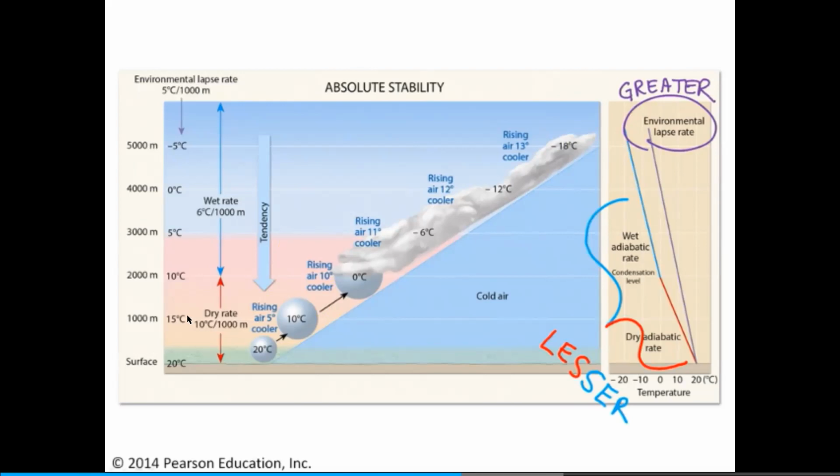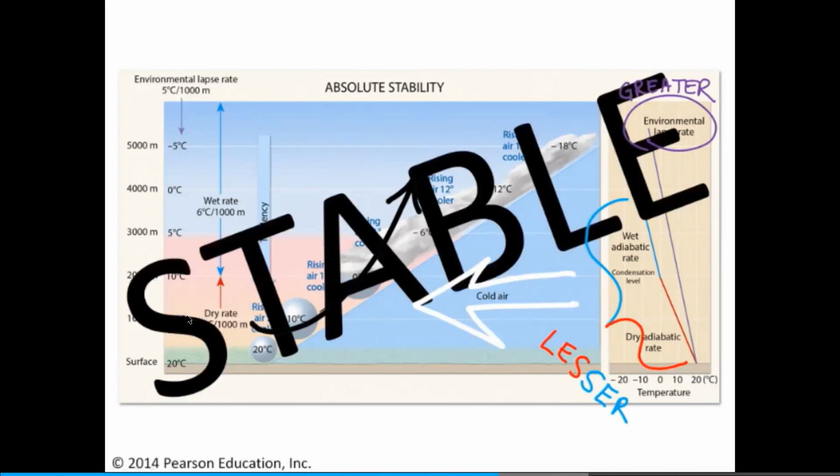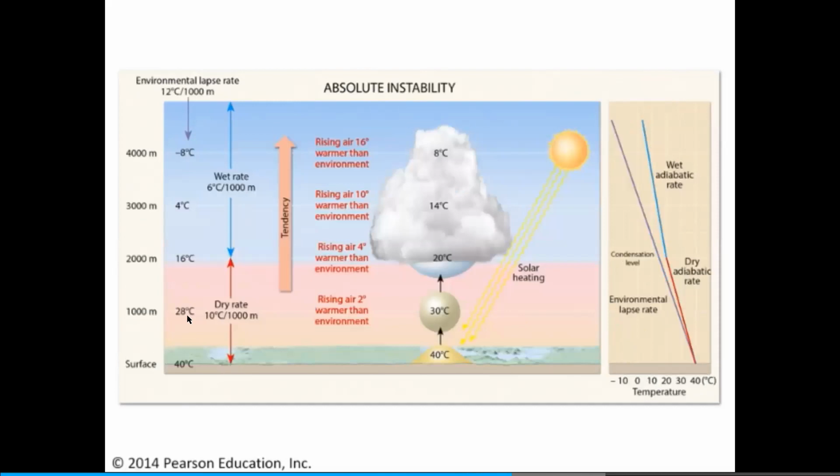And the only way you're going to get it to rise is if you bring in some air mass that wedges it upwards. So for instance, you get a cold air mass moving in and you get some frontal wedging and you drive that warm air aloft. So that's absolute stability. On the other end of the spectrum is absolute instability.